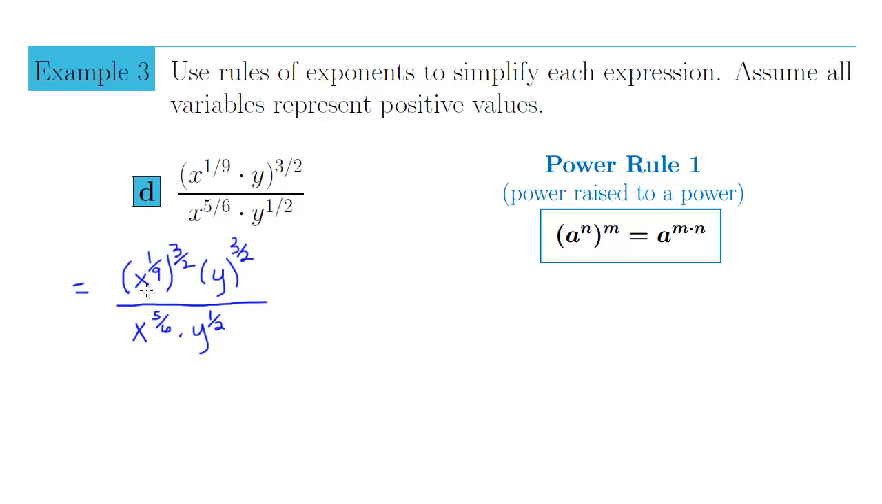So using that rule, we have x raised to the 1/9 raised to the 3/2. That's equivalent to taking x raised to the 1/9 times 3/2. When you have a power to a power, you multiply exponents. Y raised to the 3/2 is simply y raised to the 3/2. And our denominator is the same. It'll be x to the 5/6 times y to the 1/2.